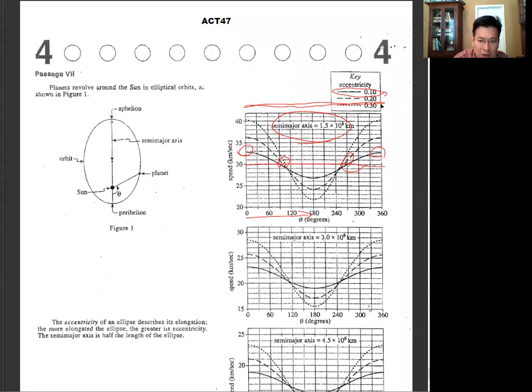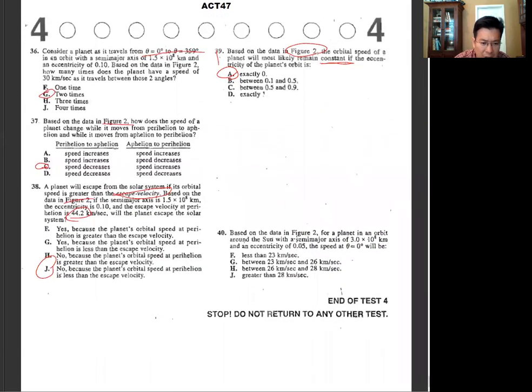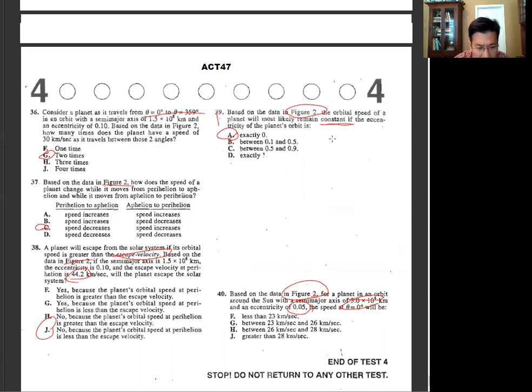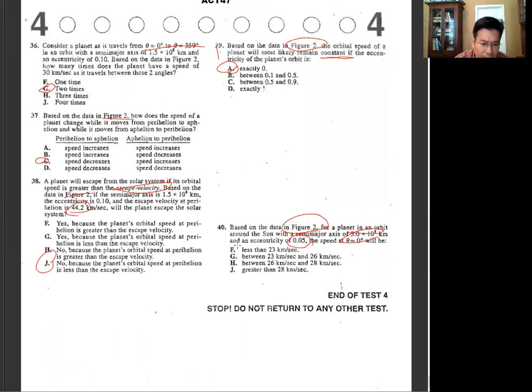Data figure 2, orbital speed of the planet will most likely remain constant if the eccentricity of the planet's orbit is... If you see eccentricity is less, then it doesn't move up and down as much as others. So I guess it is the least number that you have to pick. Based on figure 2, 3.0, eccentricity is 0.5, and then 0.5 it has to be even less, right? And then 3.0 is this one. Less than this one is the one that they're looking for. So it has to be less than 23. F.